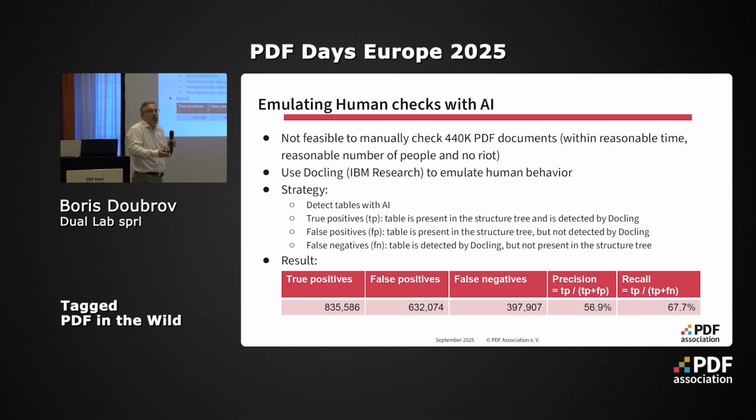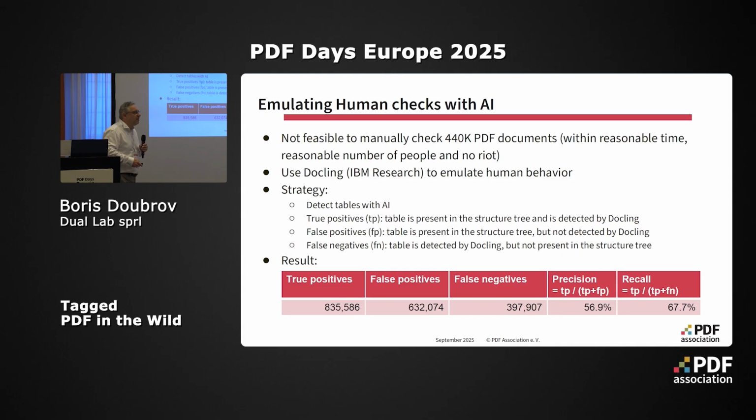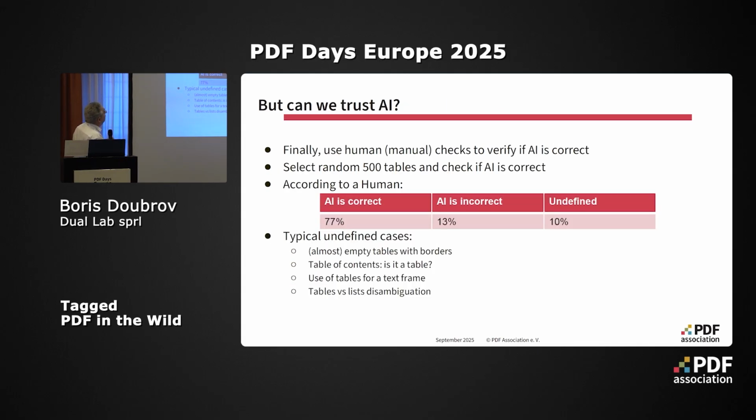So this is about the quality of tagging. People use table structures correctly in about 60% of cases. Sometimes they forget to put tables, sometimes they put tables where these are not really tabular structures, but just for the sake of formatting, for example, for keeping the format. But again, that was used by a certain AI model.